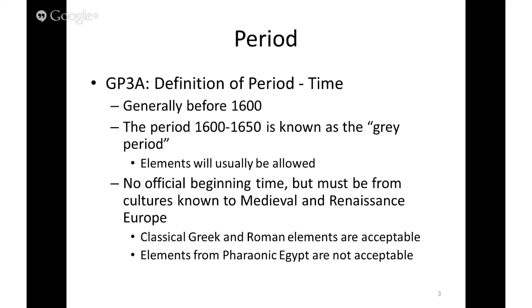Now, the SCA actually does not have a beginning cutoff time. Your persona can be Ugg the Caveman if you really want to. There's actually no beginning. However, for name registering purposes, the rule is that the name has to come from a culture known to medieval and Renaissance Europe. So, for example, classical Greek and Roman elements are acceptable because Europe knew about classical Greece and Rome. Elements from Pharaonic Egypt are not. Pharaonic Egypt, although it predates 1600, wasn't known to Europeans until the 19th century. So you cannot register names from that. Similarly, Ugg the Caveman would not be registered.